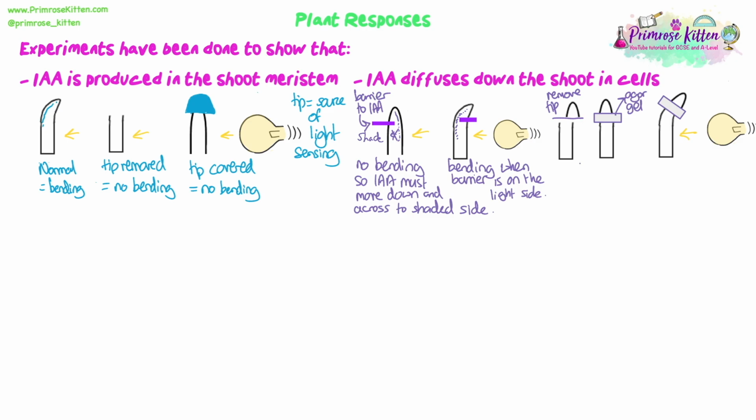So you've removed the tip, but you've replaced it onto some agar gel, which you've put in the middle. Even though you've separated the cells from each other, the tip is still functioning, still producing IAA, and that is diffusing down through the agar into the rest of the shoot, causing that bending towards the light and that uneven growth.